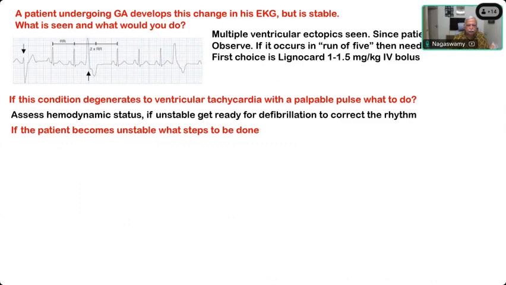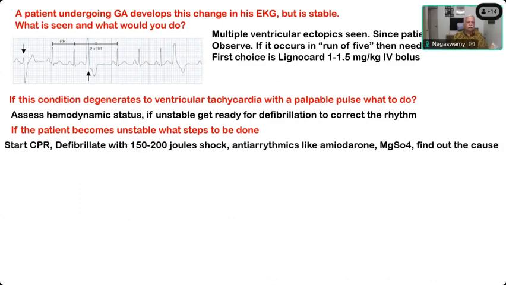The patient becomes unstable, what steps are to be done? Immediate defibrillation and airway, breathing and circulation. Very good. Start CPR first of all. Then defibrillate at 150 to 200 joules. Start using antiarrhythmics like amiodarone, magnesium sulfate, and try to find out the cause.